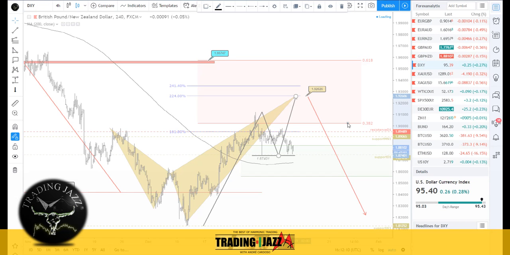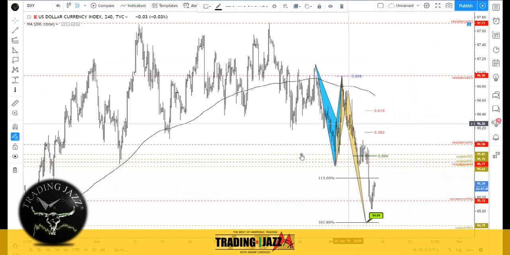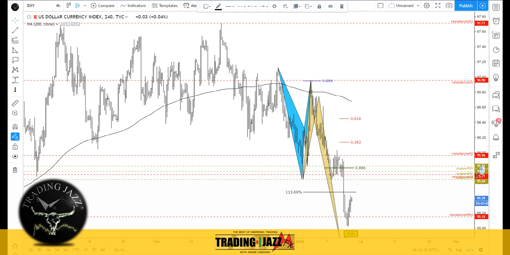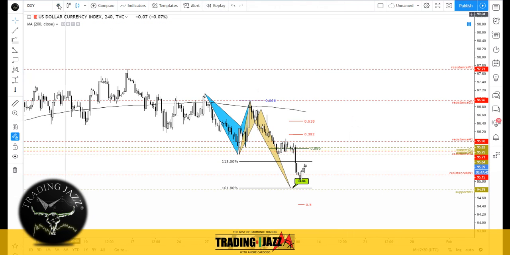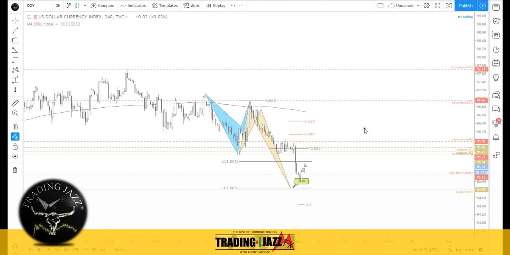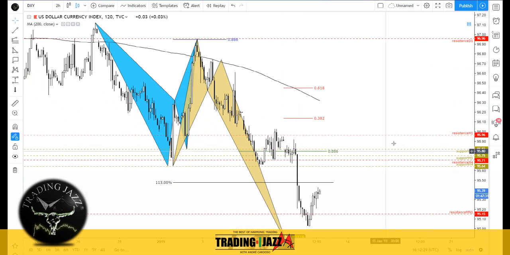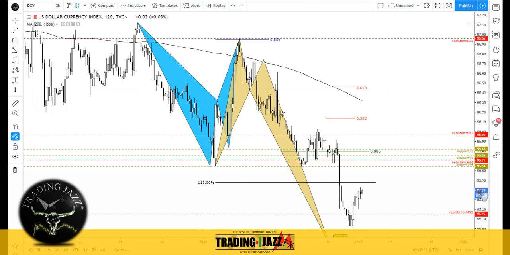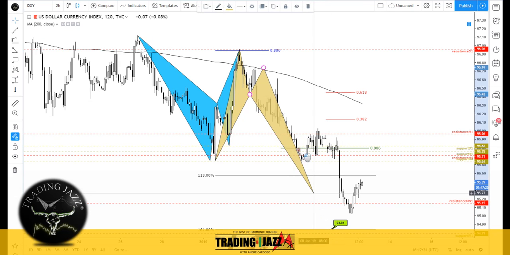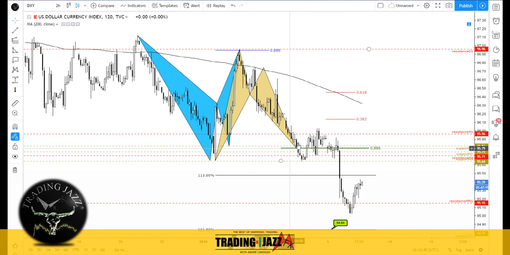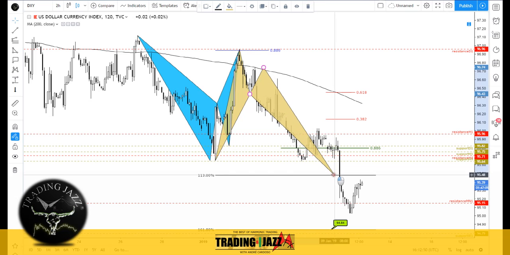Now let's go into Dixie and let's try to dissect what we have here. So initially I was checking the possibility for a bounce between the 88% retracement and the 113% extension, which is this level here. So the 88% retracement is the default BAT pattern at 88% retracement, simply that. And then if the market fails at 88% retracement, we have the 113 extension, the alt BAT pattern.